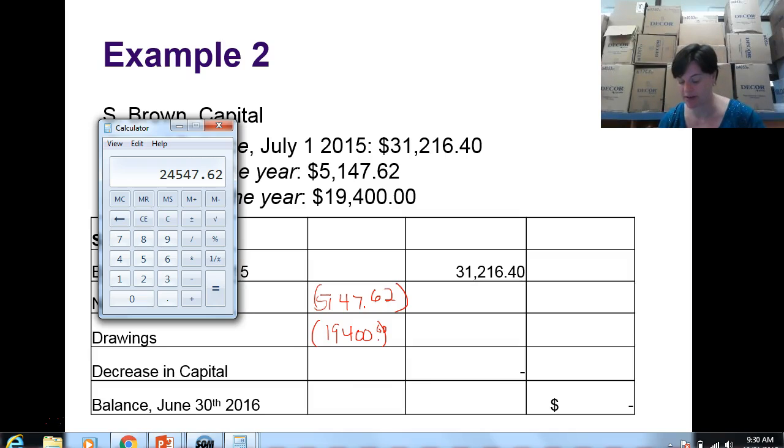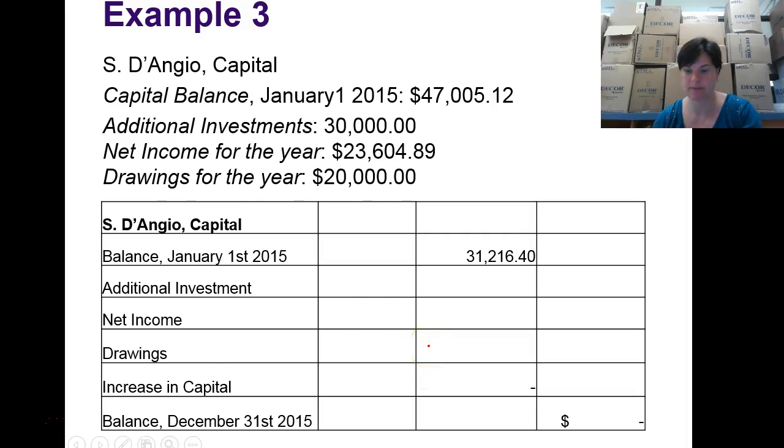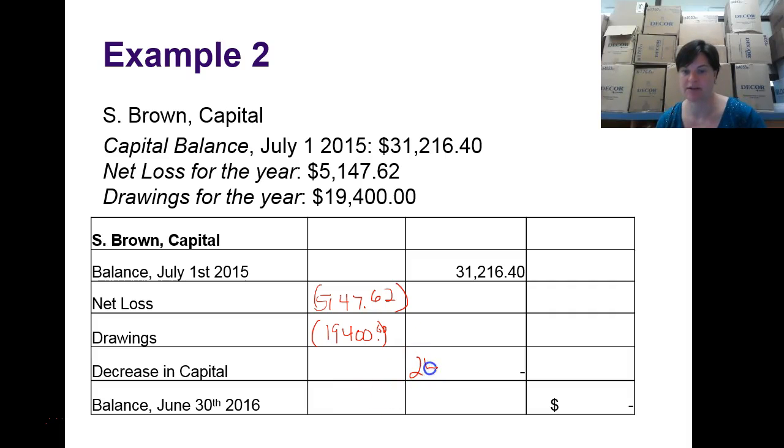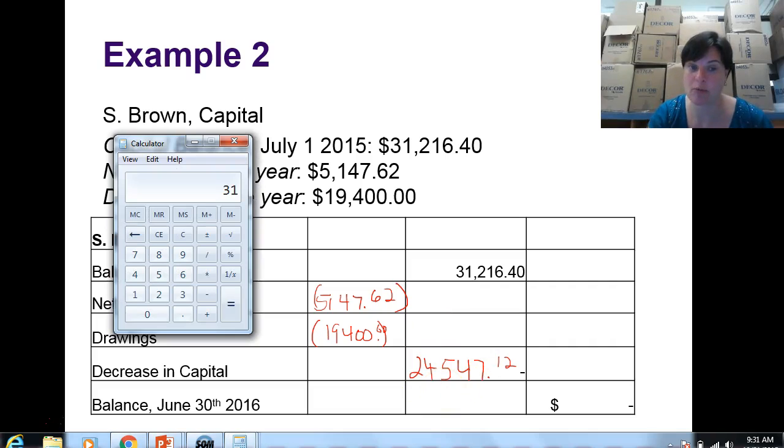Okay, so $24,547 and 12 cents, I believe. So now we've got $24,547.12 as our decrease in capital. So again, we're going to have to take our opening capital balance and we're going to have to subtract that because it's a decrease in capital.